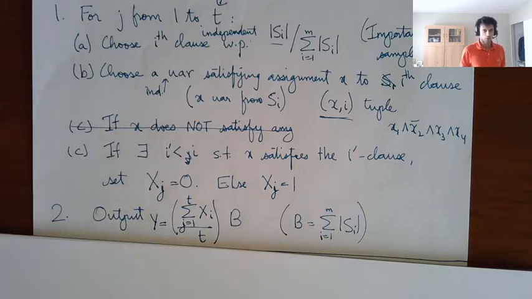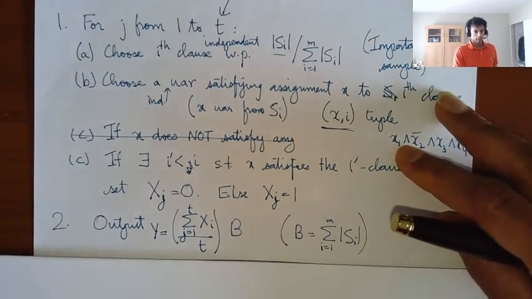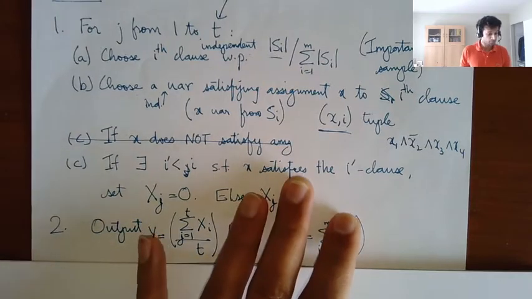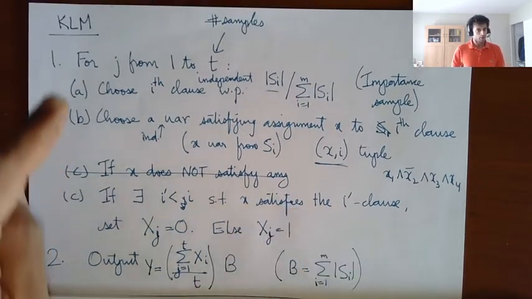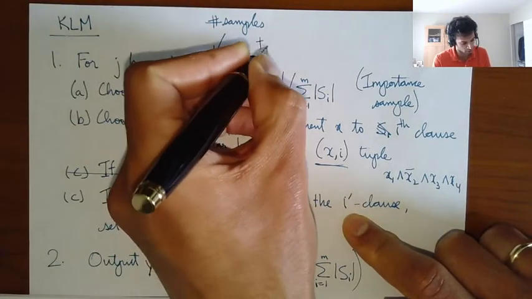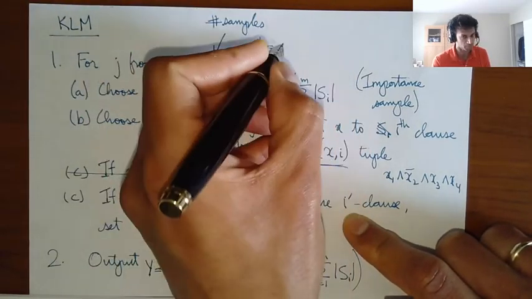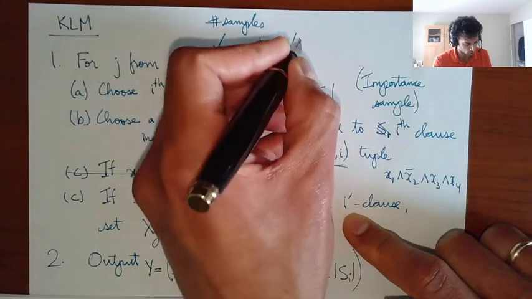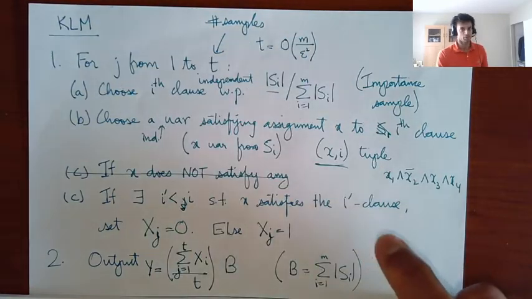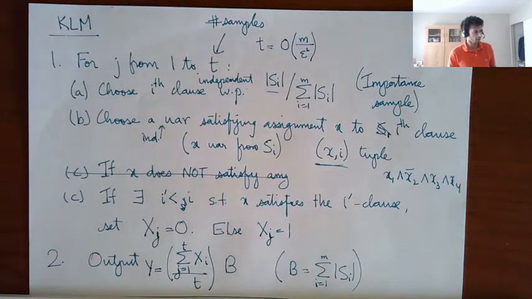Okay, so now we're back to Karp-Luby, and now I'm going to talk about a very non-trivial improvement to Karp-Luby. Okay, so what is the running time? So remember, we argue that we can set t basically to be O of m divided by epsilon squared. Okay, what is the running time of Karp-Luby?